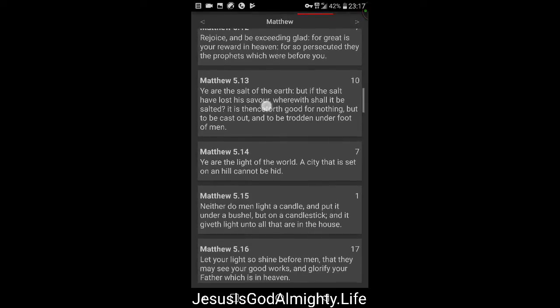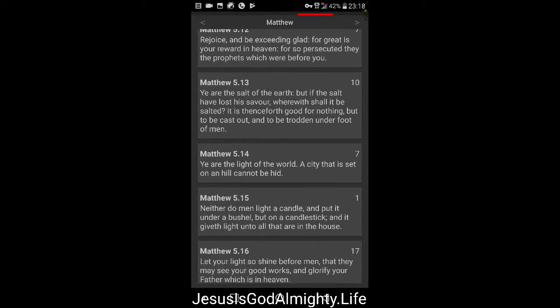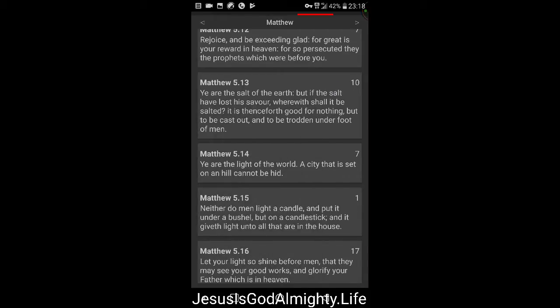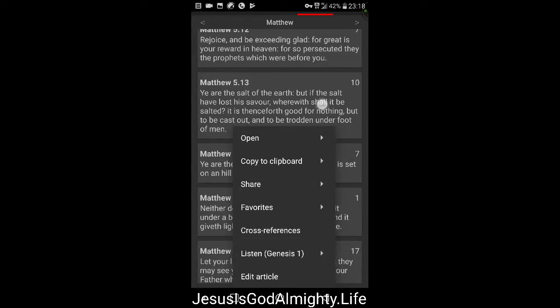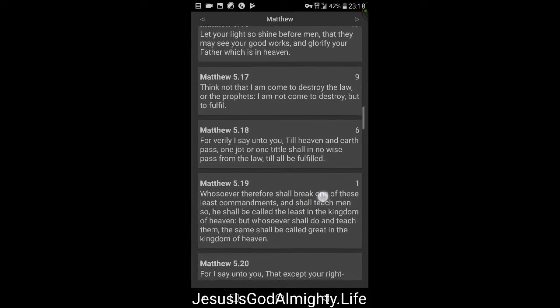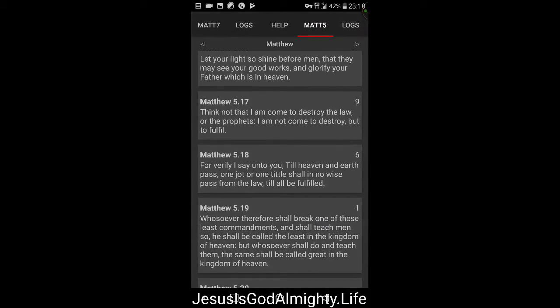And also, ye are the salt of the earth, but if the salt have lost his savor, wherewith shall it be salted? It is henceforth good for nothing, but to be cast out and trodden under foot of men. Anyway, okay, here we go. Matthew 5:17. He says, think not that I am come to destroy the law, or the prophets.